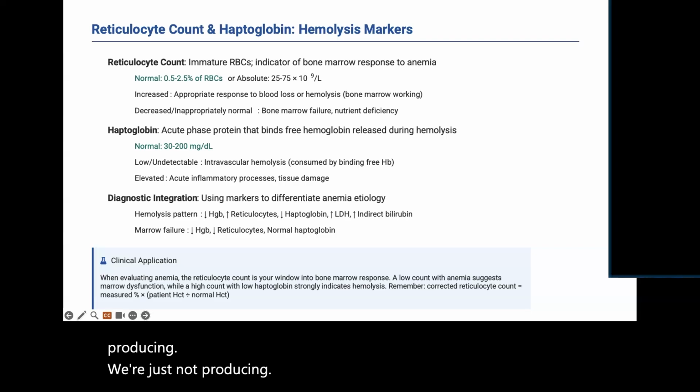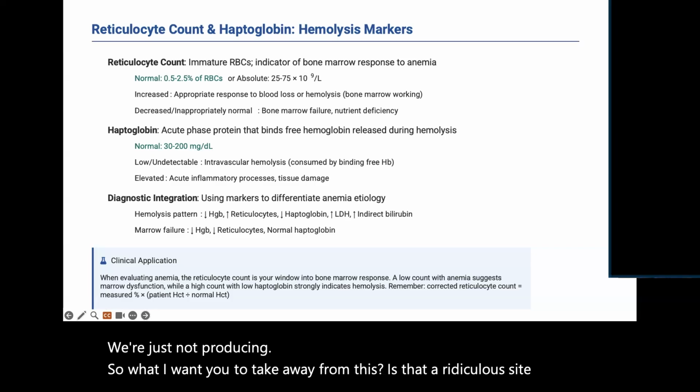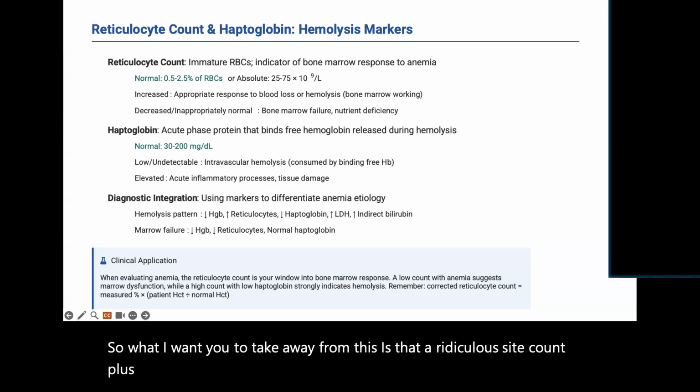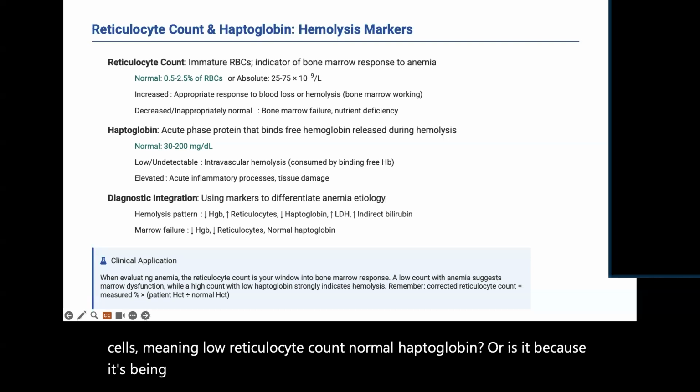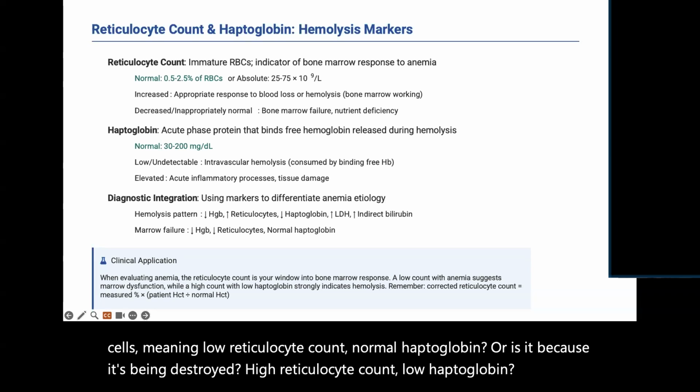So what I want you to take away from this is that a reticulocyte count plus haptoglobin answers the key question: is anemia from not making cells, meaning low reticulocyte count, normal haptoglobin? Or is it because it's being destroyed, high reticulocyte count, low haptoglobin? Okay.